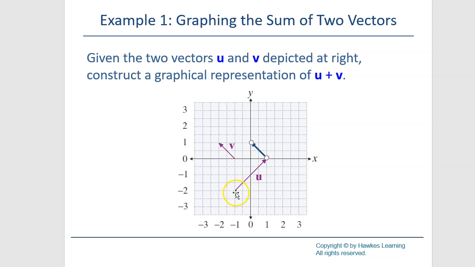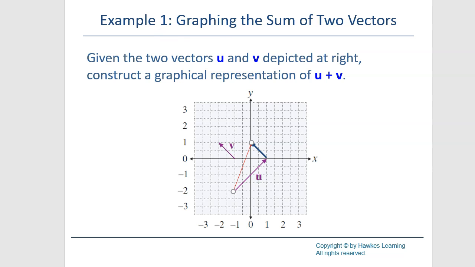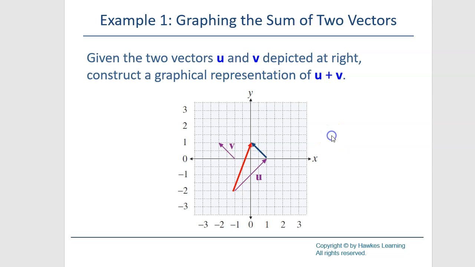If we put where one ends right up next to where the next one begins, that combination from here to the tip end of this one is what we call the resultant vector, and it literally is the sum of those two vectors. So if I start down here and I go to that point, that vector is, let's make it red and thicker. That red vector is our resultant vector, and that red vector is the sum of u and v.